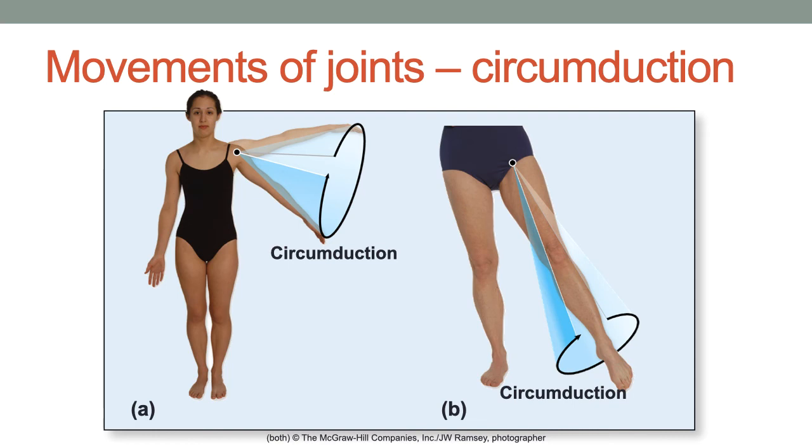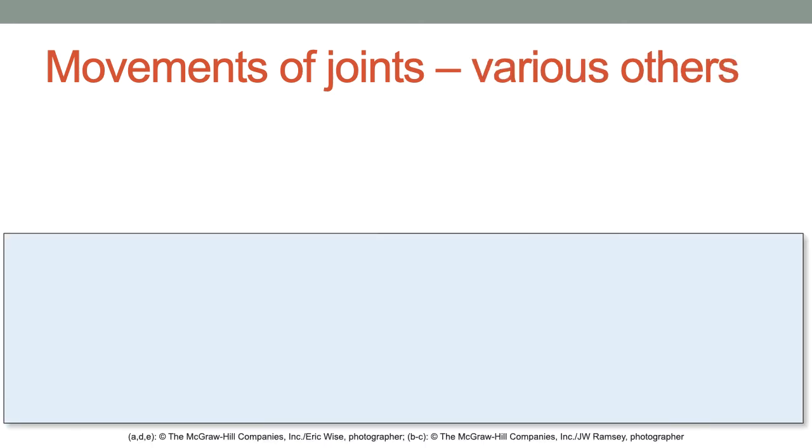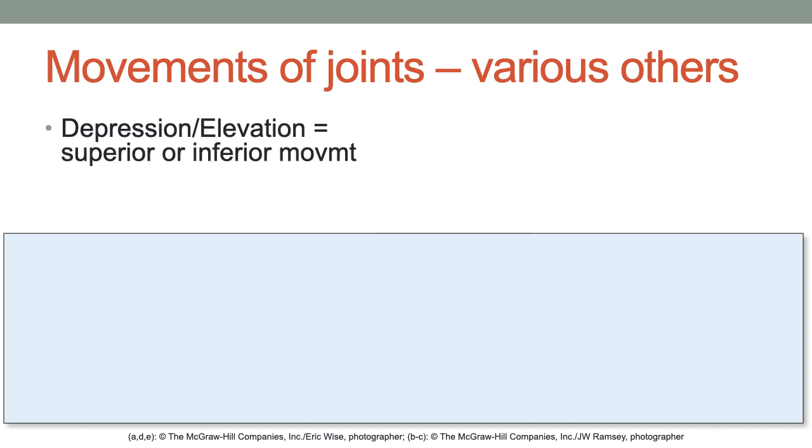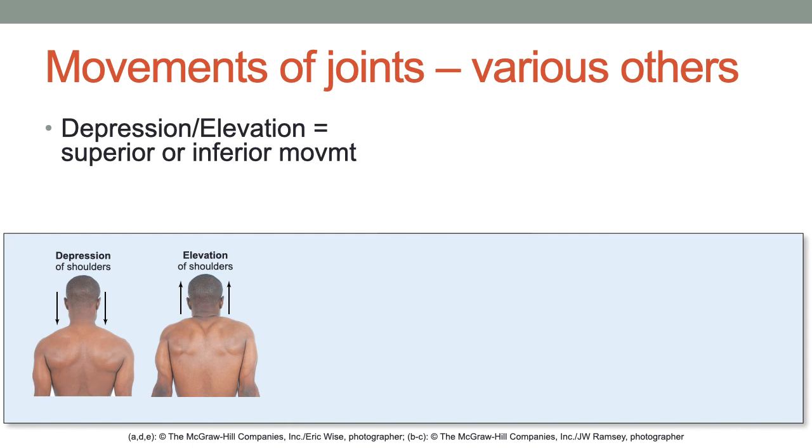You can also do circumduction, and so we see this in our ball and socket joints. So circumduction of the shoulder and circumduction at the hip, and this is just moving the arm or leg in a fully circular motion. Now let's talk about the various other movements I haven't discussed. So we have depression and elevation. This is movement in a superior or inferior direction. So here you see a man pushing his shoulders down. That's a depression of the shoulders, or elevation, moving the shoulders up.